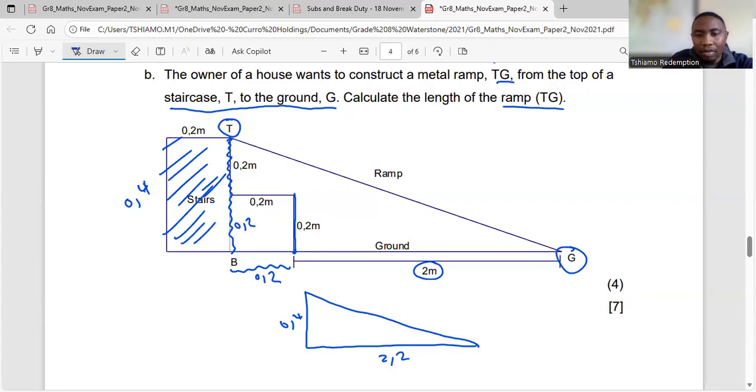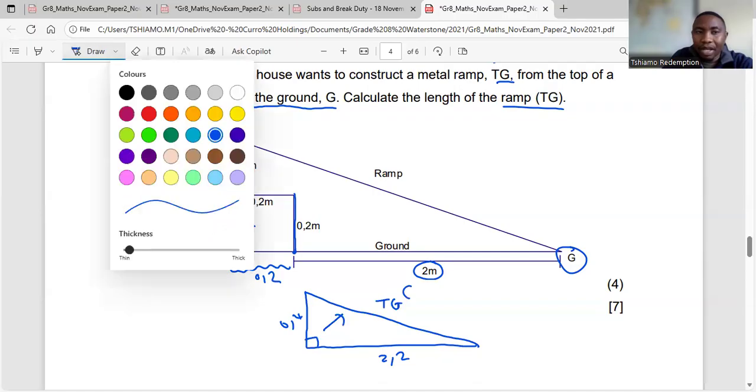Okay, now I'm looking for TG. So I'm just going to write this as TG. So I'm going to use the theorem of Pythagoras, because as it's given, this will be a right angle triangle, because you get this shape here. It should be a right angle triangle. The stairs form a perpendicular. They are perpendicular, so they form a right angle, the stairs with the ground. So what would be the formula? In this case now, TG, or the ramp, becomes the hypotenuse.